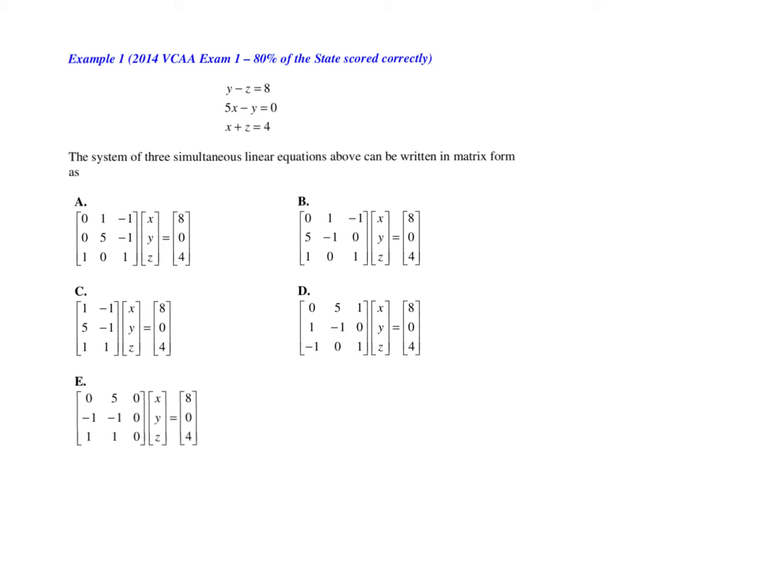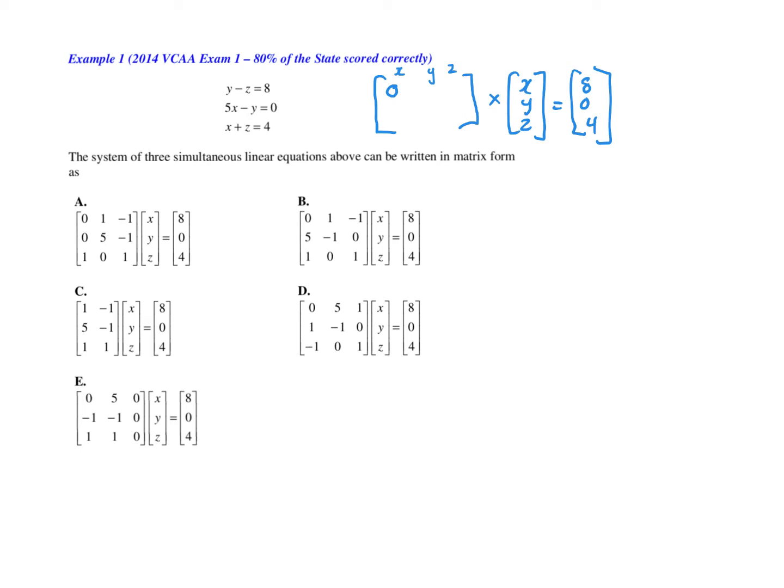Okay, this next one. It says the systems of 3 simultaneous linear equations above can be written in the form as. Okay, so there are actually 3 unknowns here, so we're going to have a 3 by 3 to begin with. And remember, this will be all the x's, this will be all the y's, and this will be all the z's. So then I'll have times x, y, z, and equals the answers. So I'm going to say 8, 0, and 4. If you don't have any x's, you put a 0, okay?